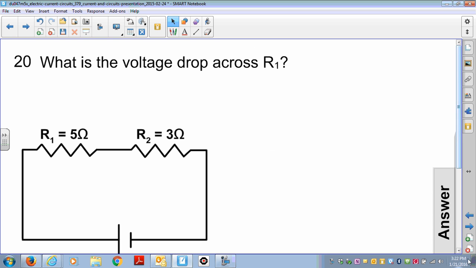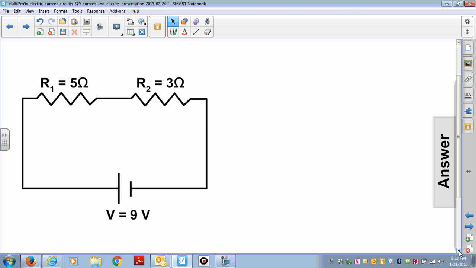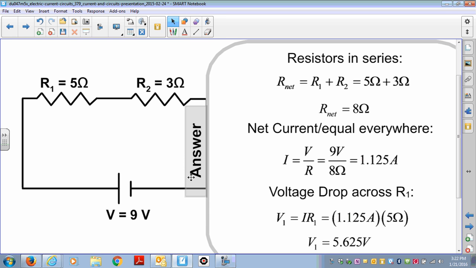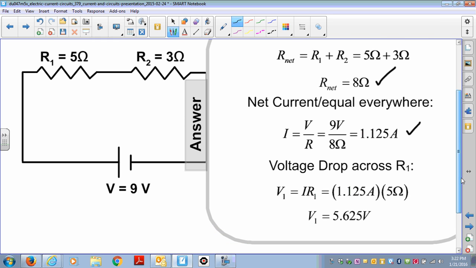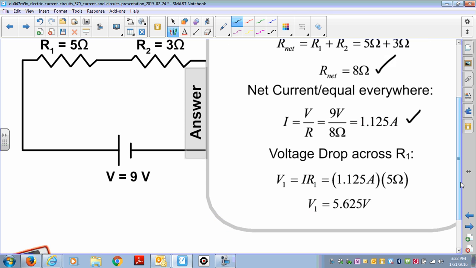What is the voltage drop across R1? Okay, so let's take a look. The voltage drop on R1, well, we need to find the current first. So the first thing we need to do is solve for the total resistance. In this case, it's 8 ohms. Next, we need to find the net current. We take the total voltage of 9 volts divided by the 8 ohms, and that gives us a current of 1 ampere. The voltage drop on R1 is going to be I times R1, and that gives us 5.6 volts.